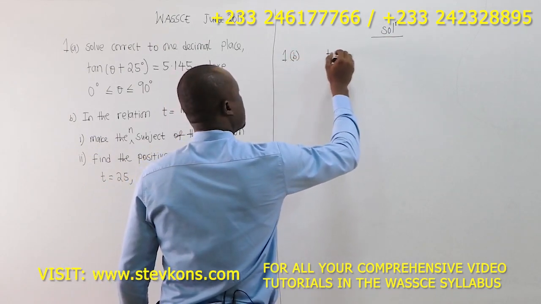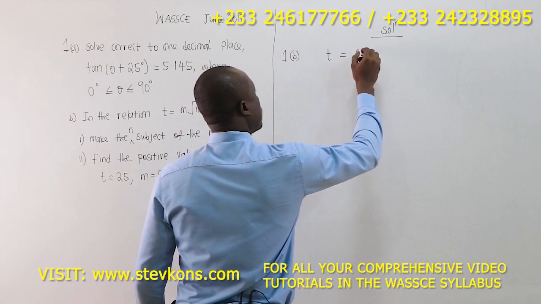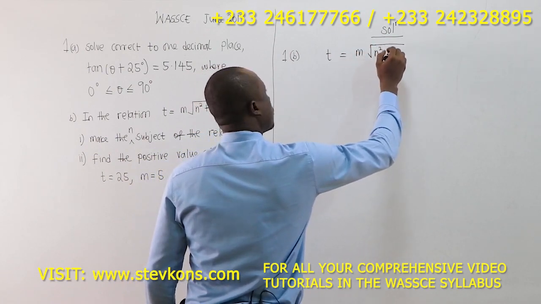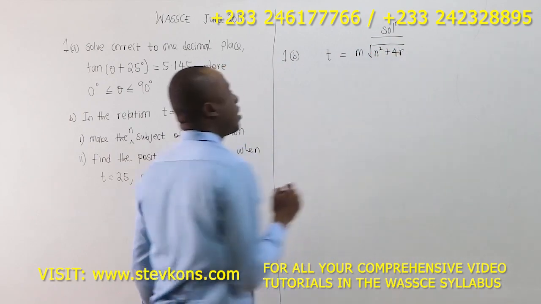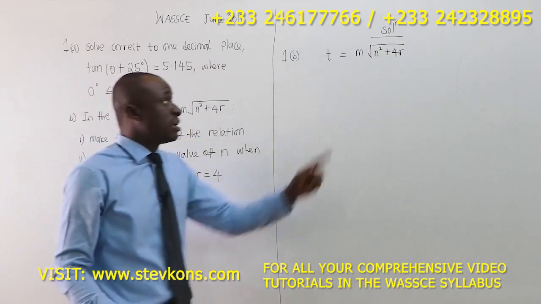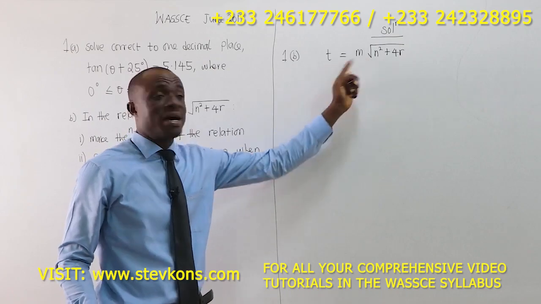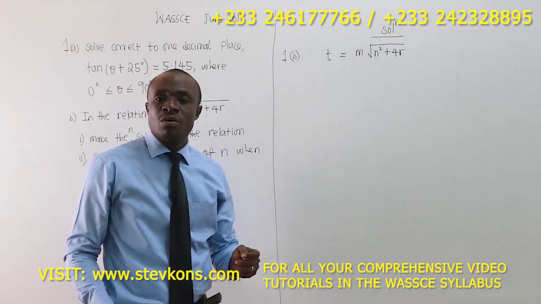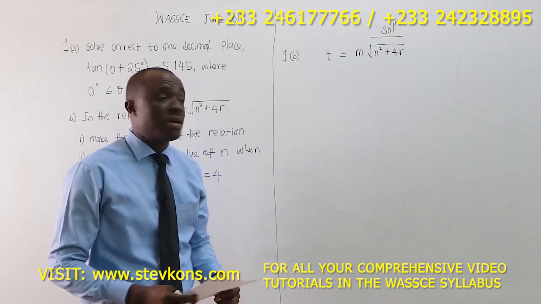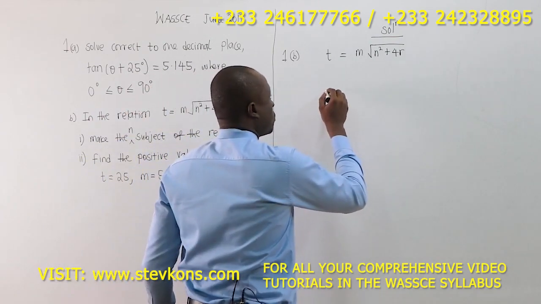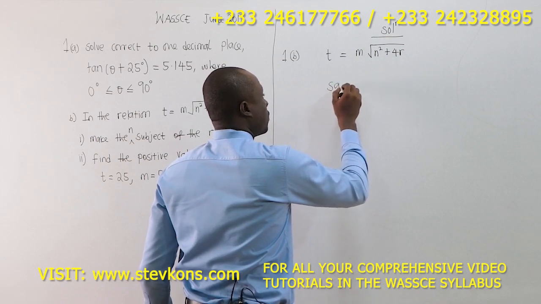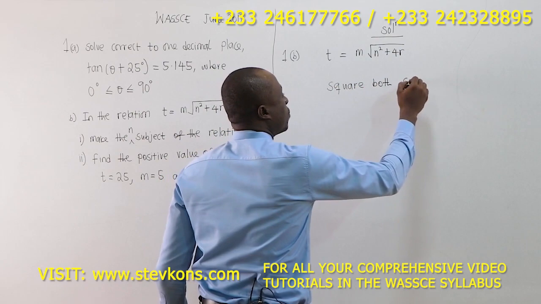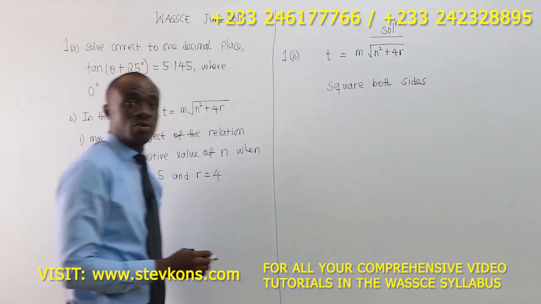So we have t equal to m square root of n squared plus 4r. From here, you can decide to divide by m, or we square both sides. I'll use those two methods, and you'll be getting the same answers as well. Now, let's see. So let's square both sides first.